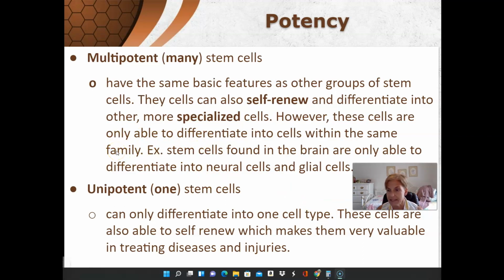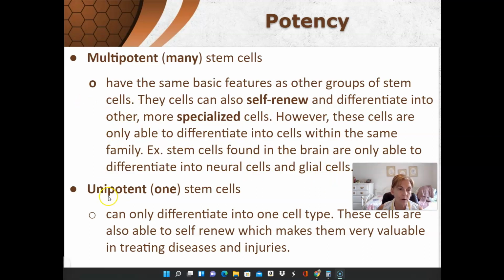So many types of blood cells exist. There's many types of muscle cells. You have smooth muscle that makes up like stomachs, organs. You have skeletal muscle, which makes up your moving body parts. And you have your cardiac muscle that is in your heart, right? So stem cells found in the brain can only become cells of the brain. Neural cells, which are your nerve cells sending signals, and glial cells. These are supportive cells of the brain.